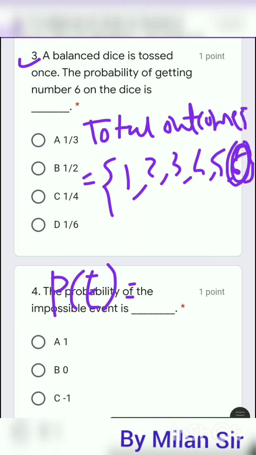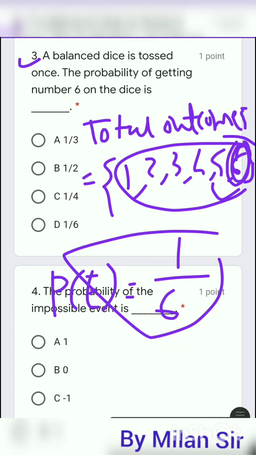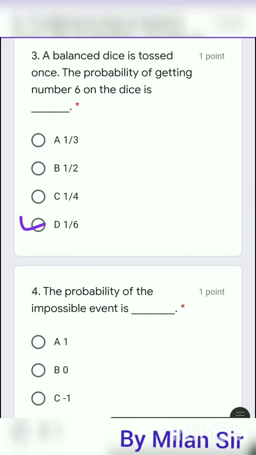Because we have a total of 6 possibilities, and in that 6 is only one time, so in the numerator 1, and total outcomes are 6 possibilities, so divided by 6. Favorable outcomes means what are the chances that 6 will come? Only one time 6 is there, so favorable outcomes for 6 is 1, divided by total number of outcomes, which is 6. So 1 by 6. Here our answer is option D, 1 by 6.